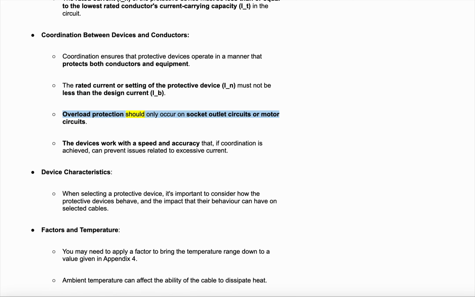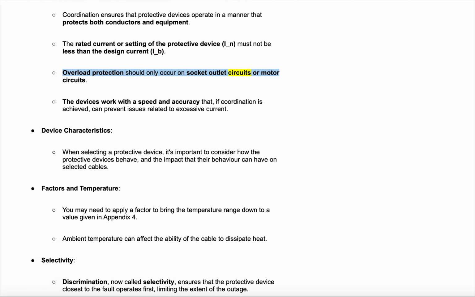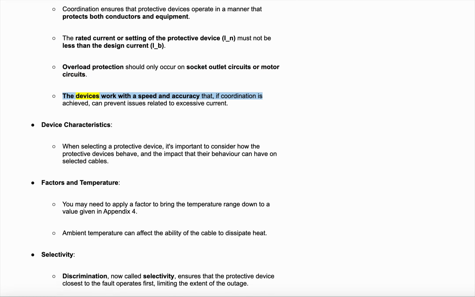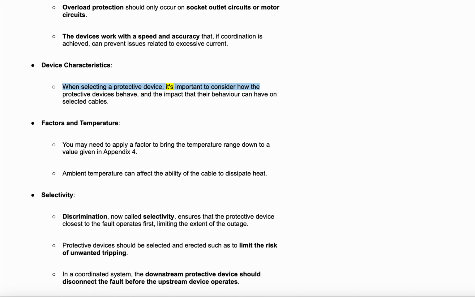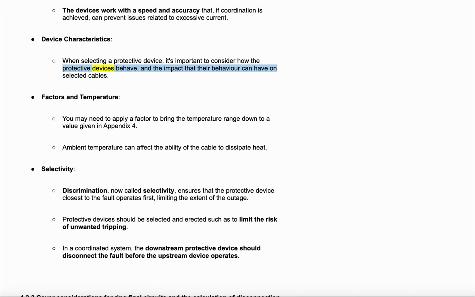Overload protection should only occur on socket outlet circuits or motor circuits. The devices work with a speed and accuracy that, if coordination is achieved, can prevent issues related to excessive current. Device characteristics. When selecting a protective device, it's important to consider how the protective devices behave and the impact that their behavior can have on selected cables.